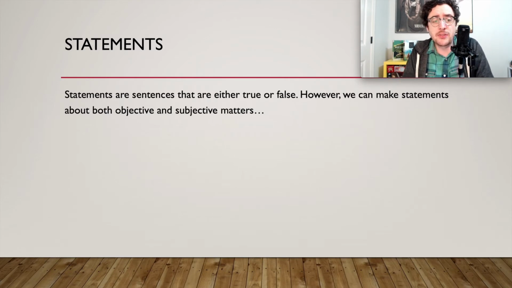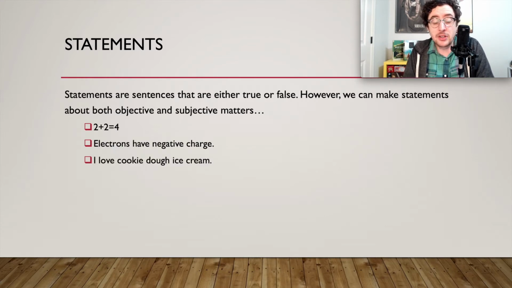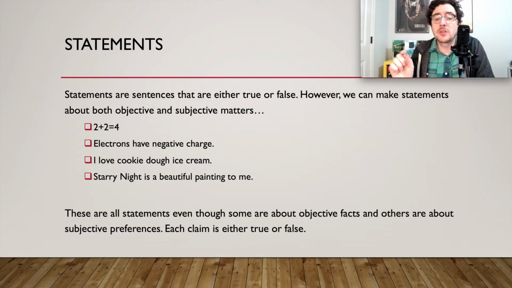So consider the following statements. 2 + 2 = 4. Electrons have negative charge. I love cookie dough ice cream. Starry Night is a beautiful painting to me. So these are all statements, even though some of these are about objective facts and others are about subjective preferences. So each claim is either true or false.